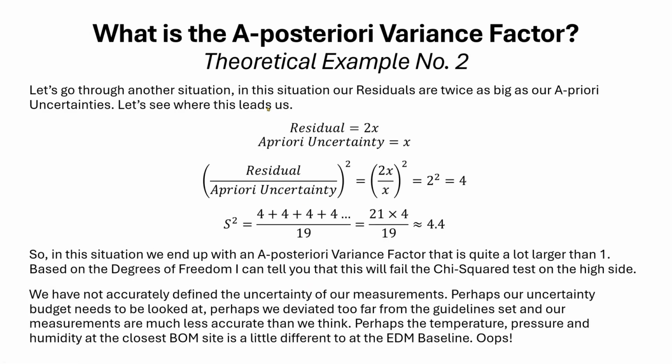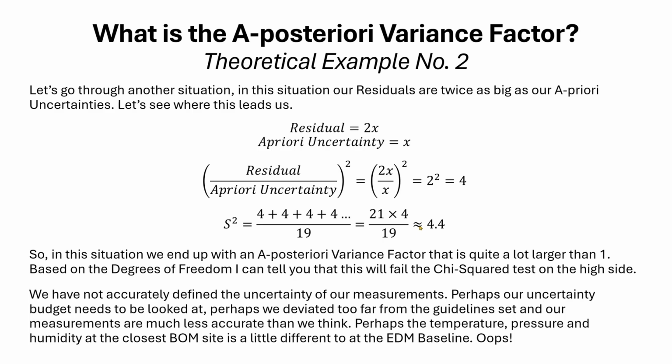Okay, so let's go through another situation. In this situation, our residuals are twice as big as our a priori uncertainties, and let's see where that leads. So residual, I've called it 2x here, and a priori uncertainty is equal to x. When we sub that into these equations, we get 2x divided by x. You can cancel out the x's, and you end up with 2 squared, which is equal to 4. Then when we sum up all the observations, we get 4 plus 4 plus 4, on and on, 21 instances of 4. 21 times 4 divided by 19 is equal to 4.4.